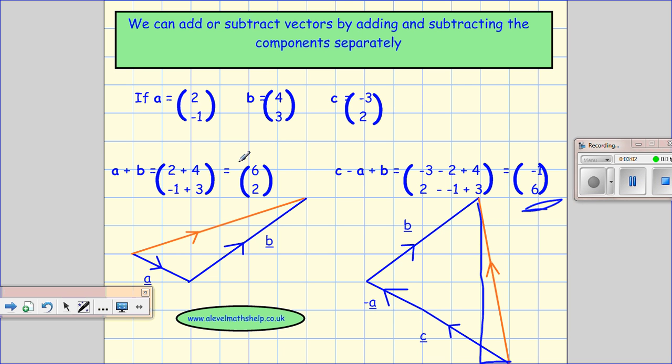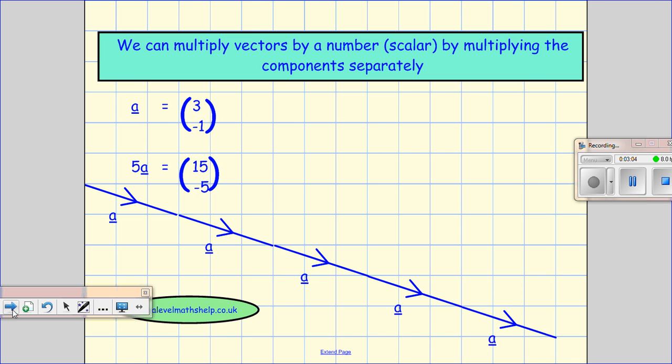Back 1, up 6. Okay, so we can also multiply vectors by a scalar. If I have the vector 3, minus 1, so I go along 3, down 1, and I do 5 lots of it, again starting the next one at the end of the first one. So then I go along 3 again, down 1, along 3 again, down 1, and so on. So in total, I've gone along 15 and down 5.